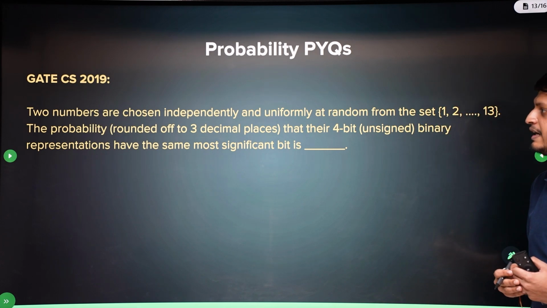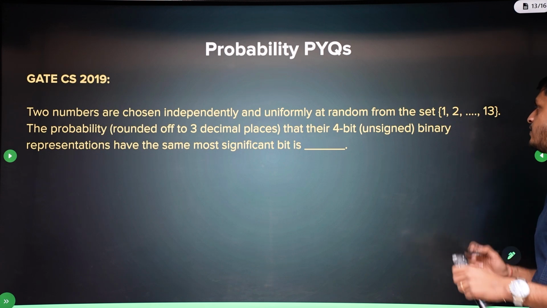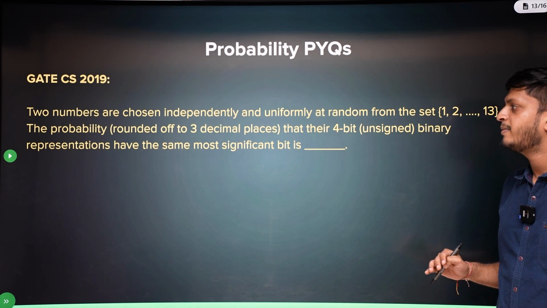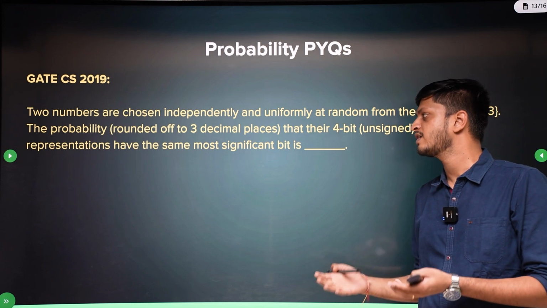So this is GATE 2019 question. Two numbers are chosen independently and uniformly at random from a set 1 to 13. The probability that their 4-bit binary representations have the same most significant bit is.